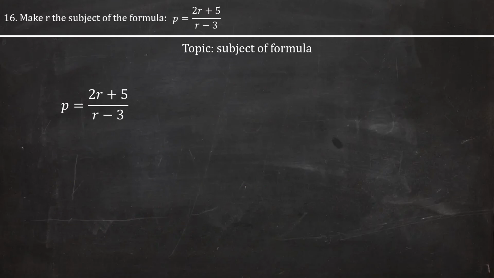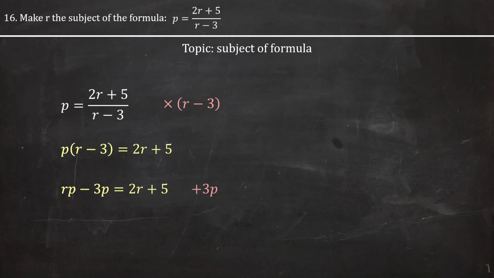Question 16, a subject of formula question. So first, always get rid of the denominator if you can. So I'm going to multiply both sides by r minus 3. That will give me p bracket r minus 3 is equal to 2r plus 5. I'm going to expand the bracket here, so rp minus 3p is equal to 2r plus 5.